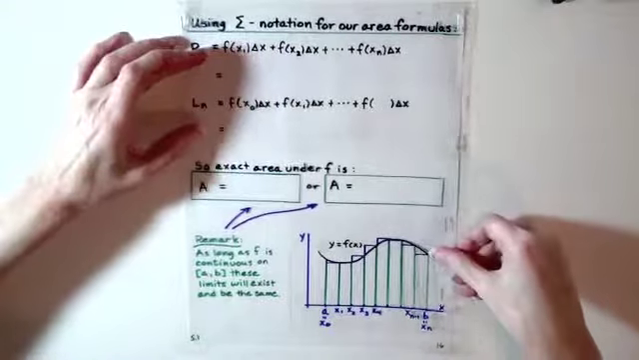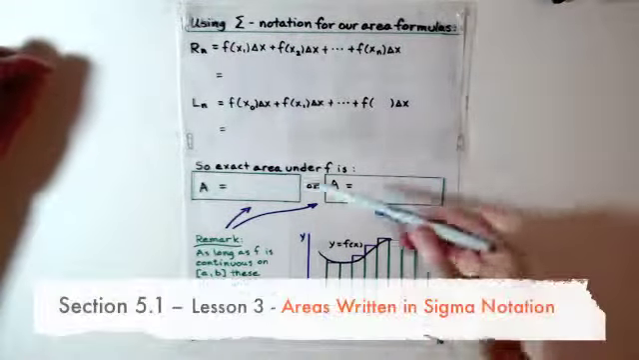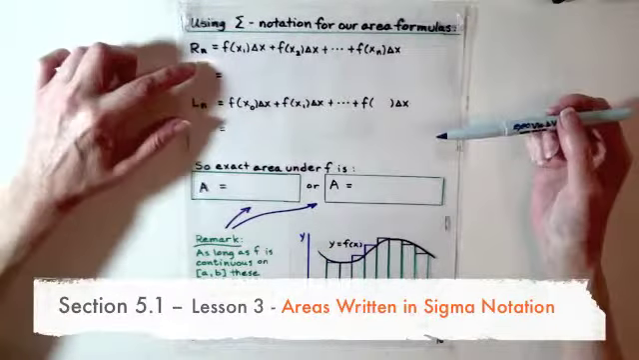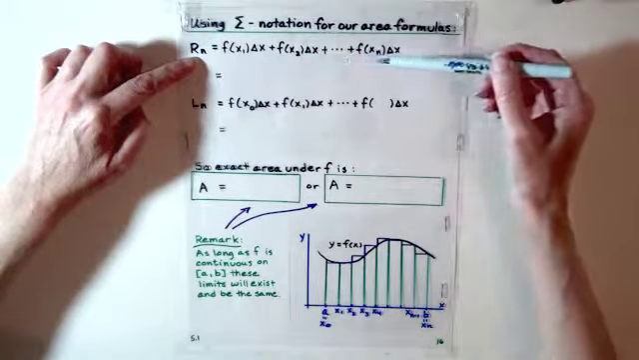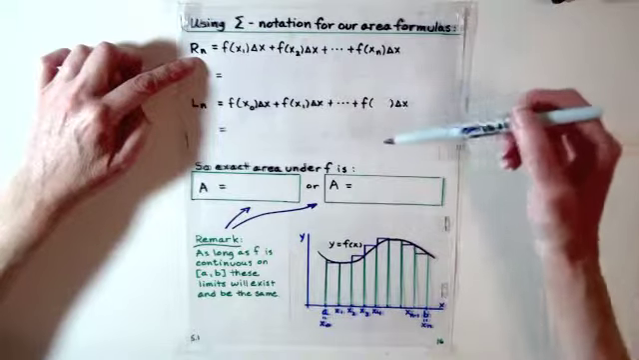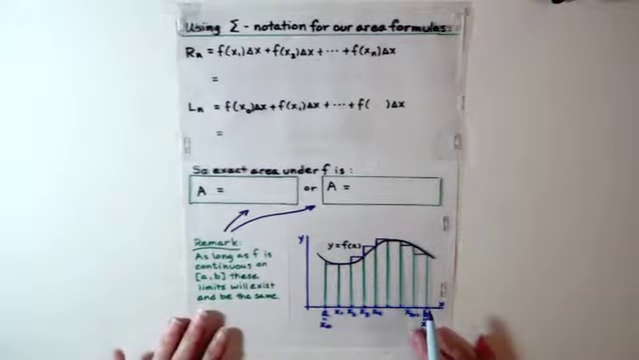So now what I'd like us to do is use this sigma notation that we've learned to rewrite our area formulas in a more compact way. So you might remember that R sub n was the sum of the areas of the right-hand rectangles, where we use the right-hand endpoint of each strip in order to figure out the height of the rectangle.